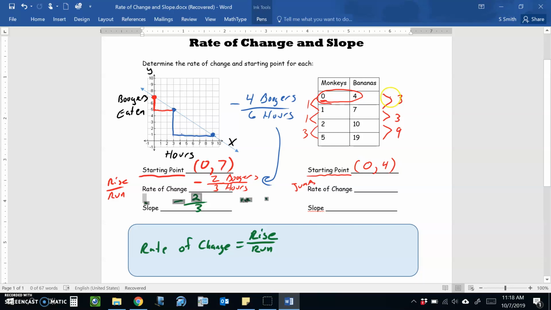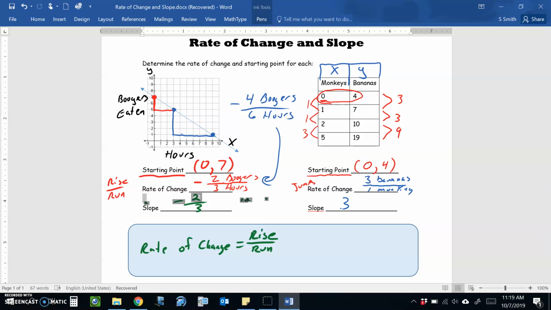So the rate of change is going to be the change in y over the change in x. Remember that if we make a table, this is x and this is y. So in this case, x is monkeys and y is bananas. So our rate of change is going to be 3 what? 3 bananas over 1 monkey. In other words, our rate of change here is 3 bananas per monkey. As the number of monkeys goes up, the number of bananas goes up by a rate of 3 bananas for each monkey. So what is the slope? The slope is 3.